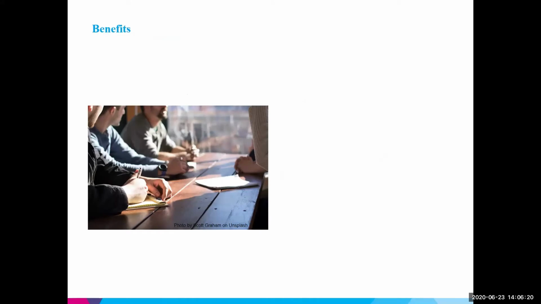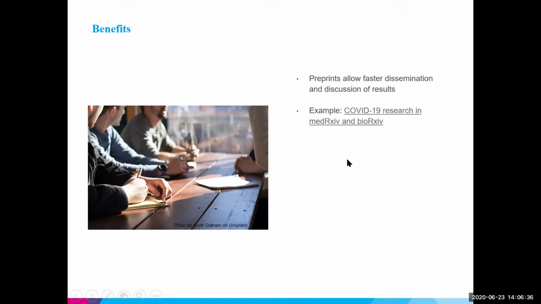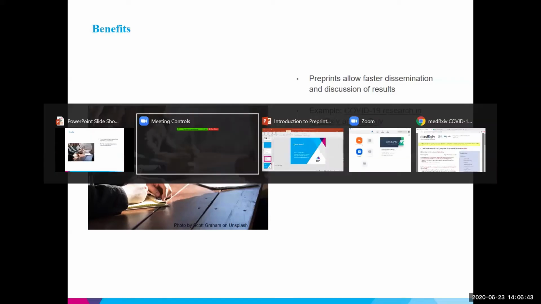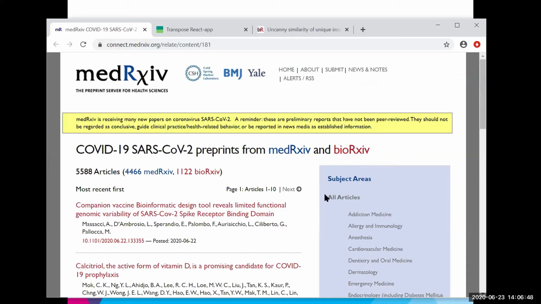The reason that preprints have stuck around is because there are a lot of benefits. I already mentioned that preprints allow the faster dissemination and discussion of results, but this has never been more important than right now when we're talking about COVID-19 research. And I'm going to just quickly go over to medRxiv and bioRxiv, which have a shared archive for COVID-19 research specifically.